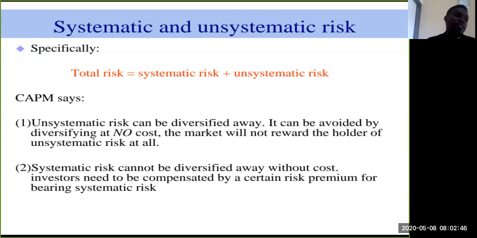So we see that for unsystematic risk, the market is not going to reward you for bearing it, because unsystematic risks are risks that can be diversified away. And if you bear such a risk, the market is not going to reward you for bearing that risk. But systematic risk is a risk that cannot be diversified away without a cost. Hence, for that reason, the market is going to reward you with a risk premium for bearing that systematic risk.